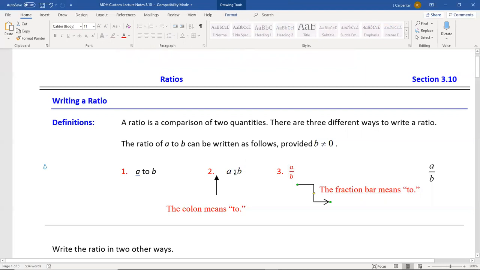So the fraction bar is what means to. The colon here means to. So these are all actually read the same thing. I'm not going to read this A colon B. I'm going to read A to B. I'm not going to read this as A on top of B. I'm going to read A to B if I want to imply it as a ratio. So ratios are divisions. They're fractions. They're all the same thing.